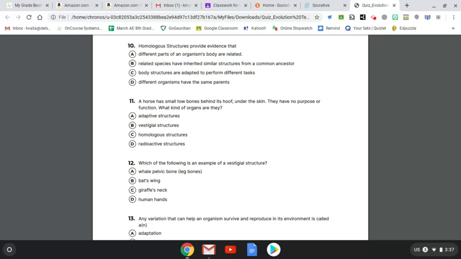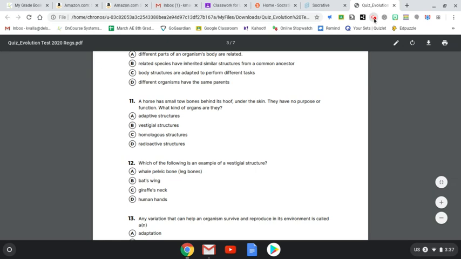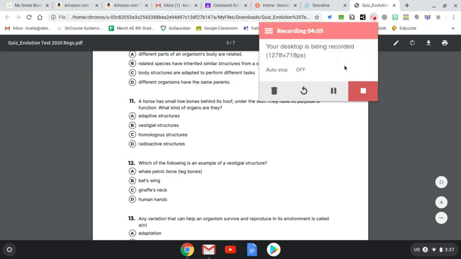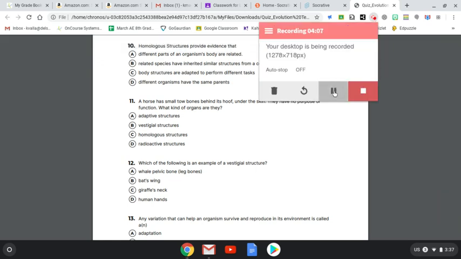Number 11, a horse has small, it's supposed to be toe, bones behind its hoof under its skin. They have no purpose or function. What kind of organs are they? A, adaptive structures, B, vestigial structures, C, homologous structures, or D, radioactive structures?